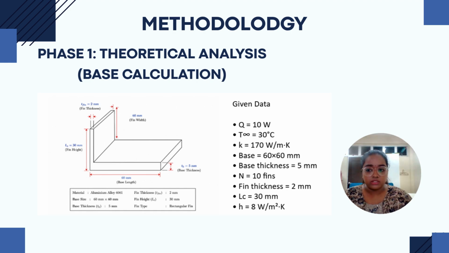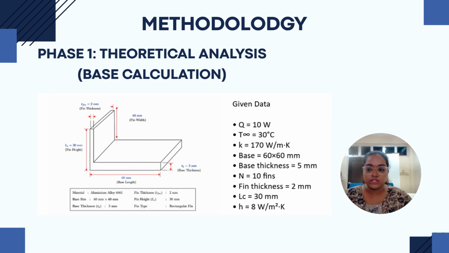So in this methodology, phase 1 focuses on the theoretical analysis using manual calculation based on the principles of heat conduction and natural convection. Before starting the calculation, the heat sink geometry and operating conditions are first defined. As also shown in the diagram, the proposed heatsink consists of 10 rectangular fins mounted on an aluminum base.